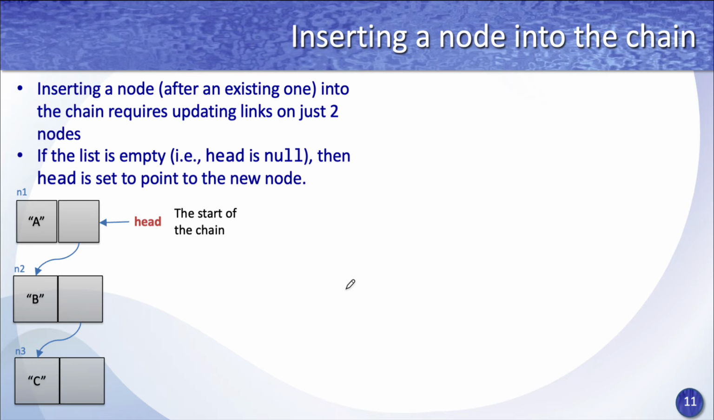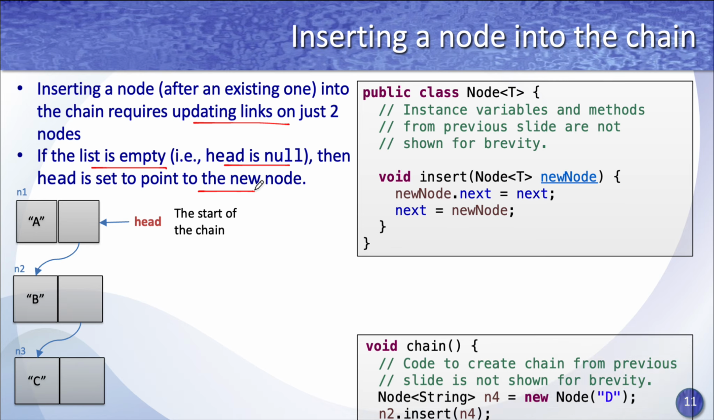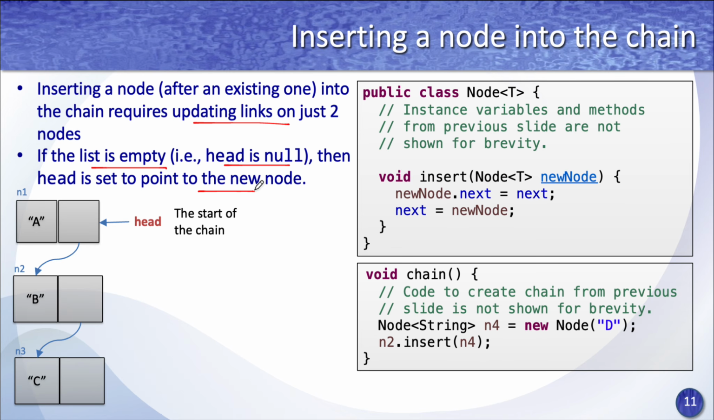Keep in mind, inserting a node after an existing one into the chain is pretty straightforward. It requires updating just two links. However, there's one special case here. If the list is empty, that means the head will be null. Then the head is set to point to the new node, so that it points to the beginning of the list. Here's a simple way to update the two nodes, and here's an example of how to use it.